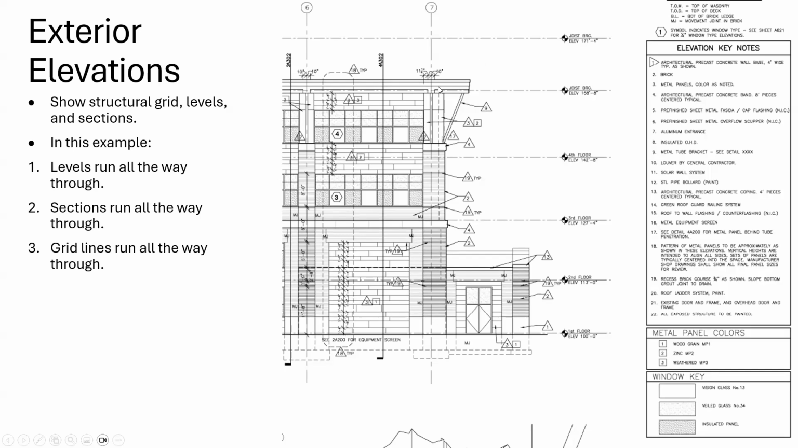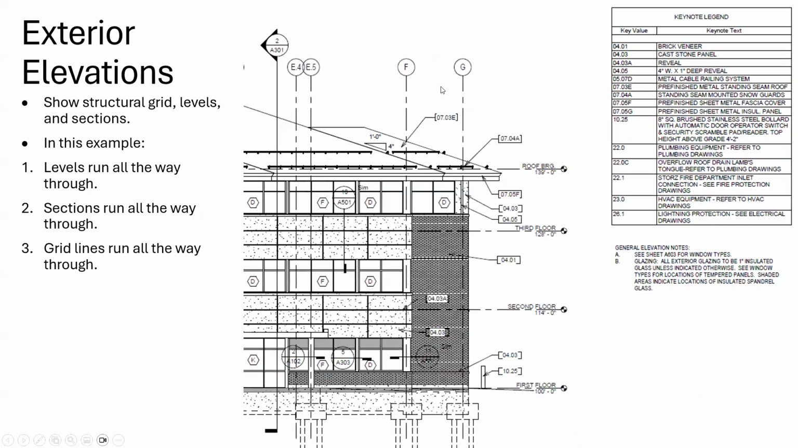Okay, so that's an example of this building. So here's one of the ones I did personally. It's up on French Island. So again, you can see the rules are, I'm showing my structural grid, in this case, FG, it's running all the way through. Here's my section thing, section 2 of 8301, that runs all the way through. And my levels are running all the way through.